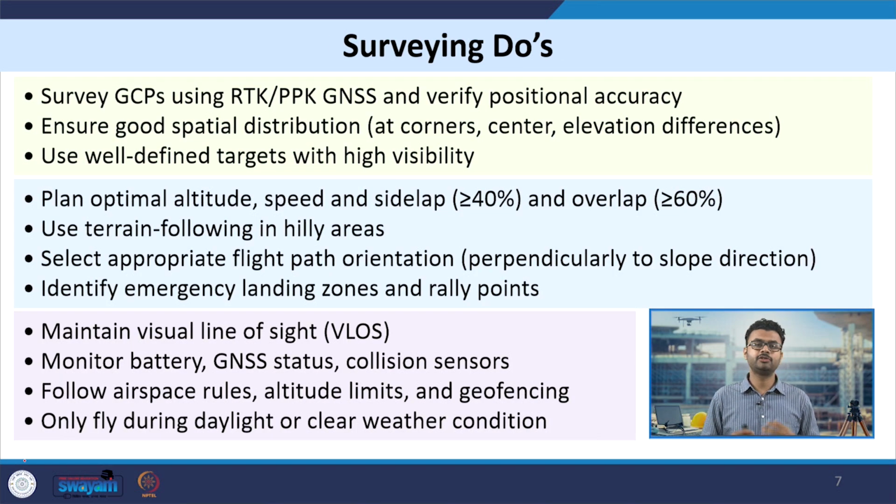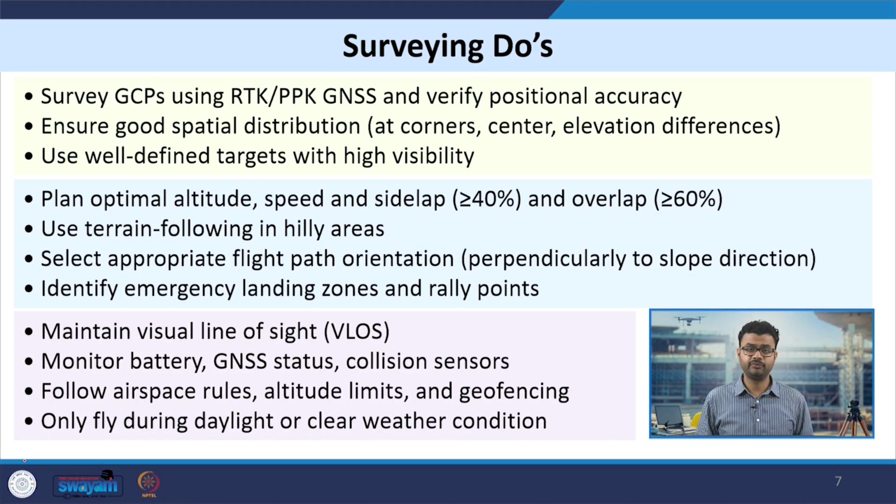Then during the surveying, ensure that the following points have been followed. So the survey ground control points should be established with RTK or PPK GNSS and their positional accuracy should be verified before starting the survey. Ensure good spatial distribution of the GCPs. So they should be placed in the corners of the area of interest. They should be distributed in the center and also at locations of sudden elevation differences. And also GCPs should be placed in such locations that they can be seen with high visibility and they are well defined targets.